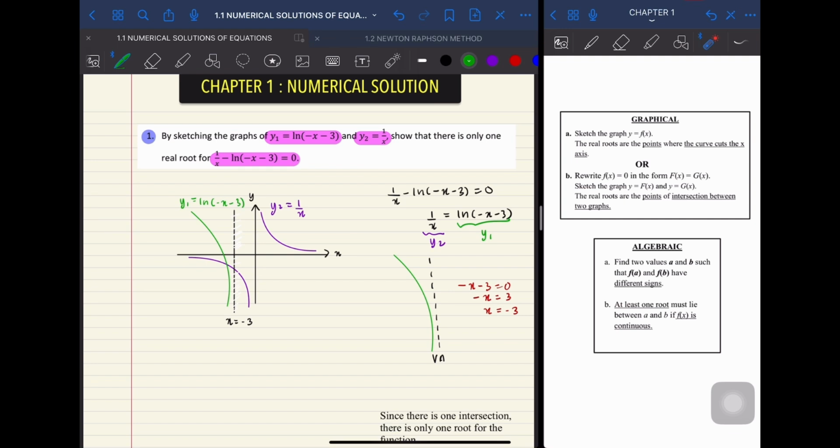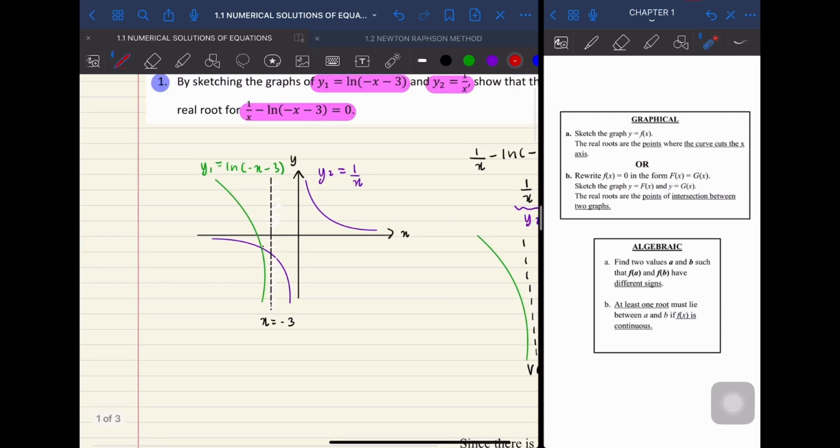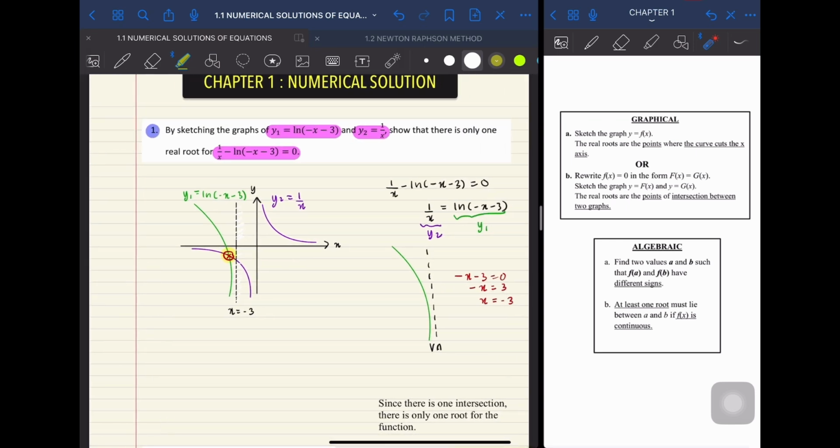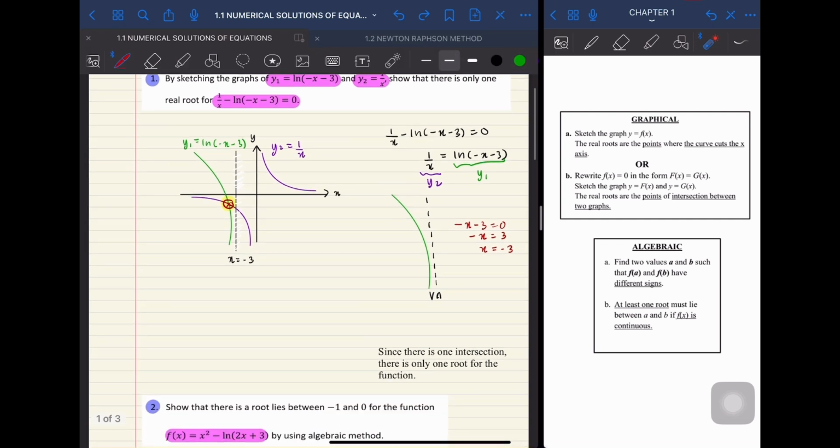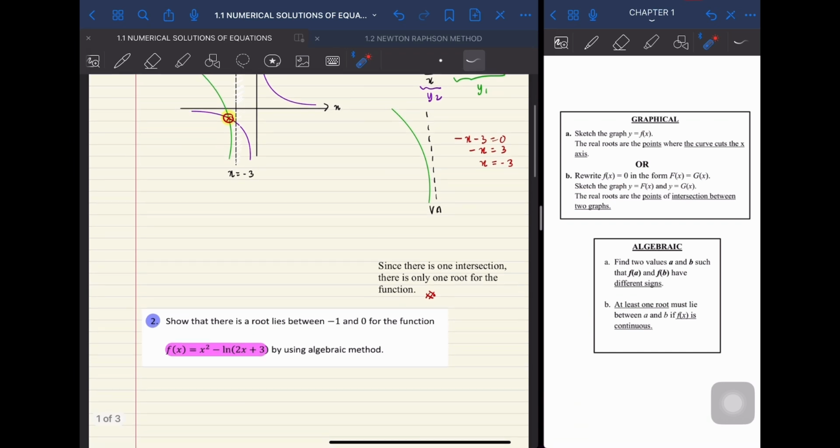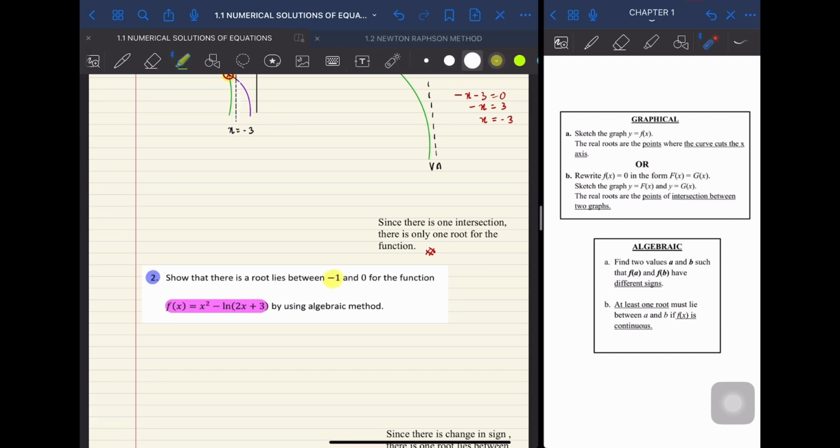Now let's check whether we have an intersection between the two graphs. As you can see, there is one intersection over here. Since there is an intersection, as you can read from the notes, the roots are the points of intersection. So you have one intersection, meaning you have one root. You can conclude as below: since there is one intersection, there is only one root for the function. Done.